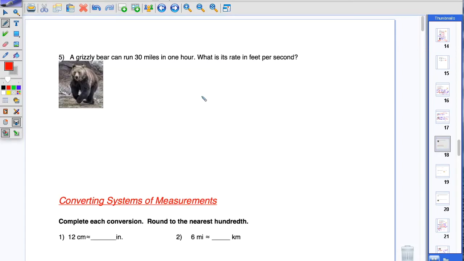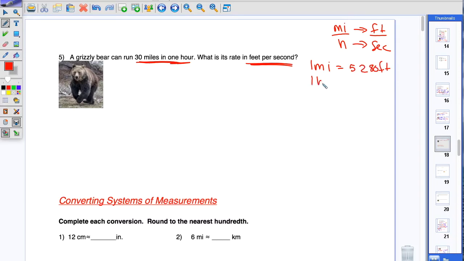Number 5, a grizzly bear runs 30 miles in 1 hour. What is the rate in feet per second? So we want to go from miles to feet and hours to seconds. Your conversion factor for miles to feet is 1 mile is equal to 5,280 feet, and 1 hour is equal to 3,600 seconds. Those are our 2 conversion factors that we're going to use.